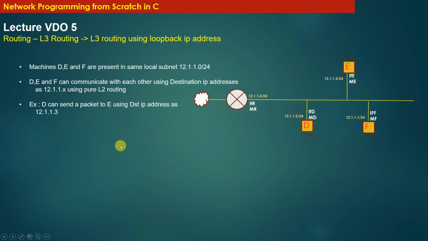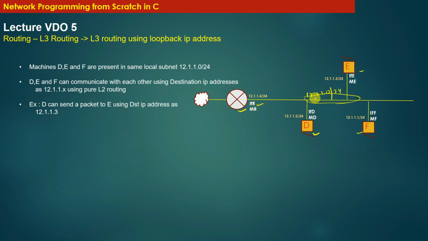So I am discussing one more routing example here in order to make the point clear. In this diagram you can see that machine D, machine E and machine F, all the three machines are present in the same local subnet. And what is that subnet? The subnet is 12.1.1.0/24, including the L3 router, which also shares the same subnet on interface IFR.